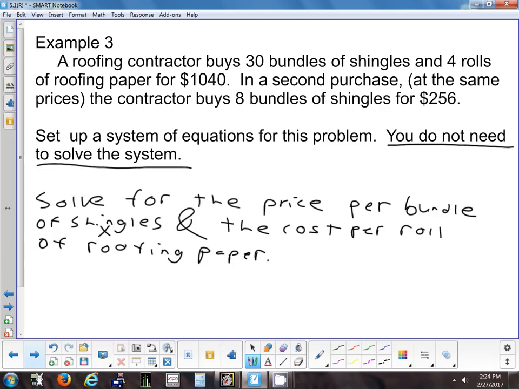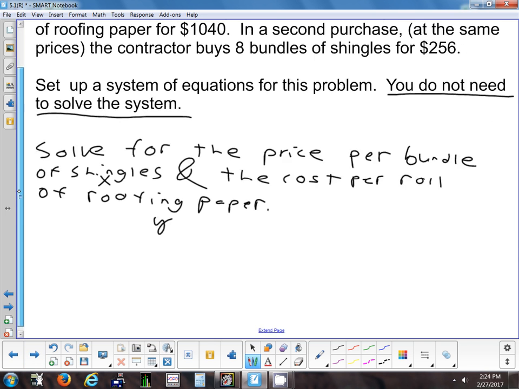All right, and what do we want to use for the cost per roll of roofing paper? What letter do we want to use to represent the cost for the roll of roofing paper? Kyle? Yeah, okay, we can use Y. You could use R. You could use S and R if you wanted to for shingles and roofing paper. You could use A and B. It doesn't matter what letters you use.